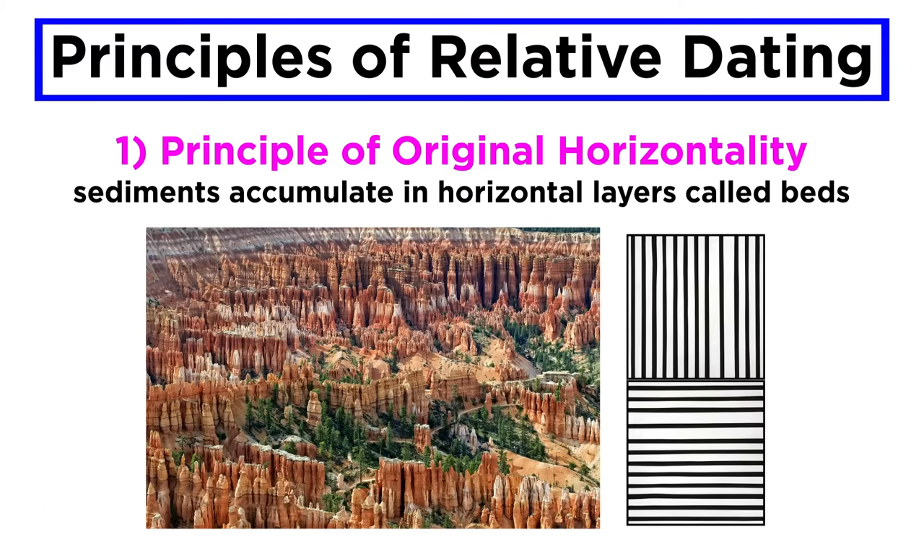Say, for example, that you find an outcrop with a horizontally layered siltstone on top of a vertically layered siltstone. When you apply the principle of original horizontality, you realize that there was a large time gap between deposition of the horizontal and vertical formations.